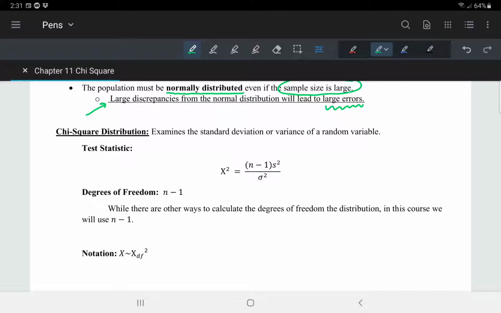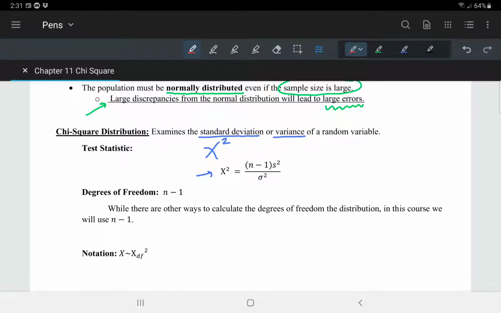And specifically what the chi-square distribution is doing is it's looking at the standard deviation and or variance of a random variable. The test statistic is chi-squared. It's the Greek letter x, which is chi. So chi-squared is n minus 1, the sample size minus 1, times s squared divided by sigma squared.